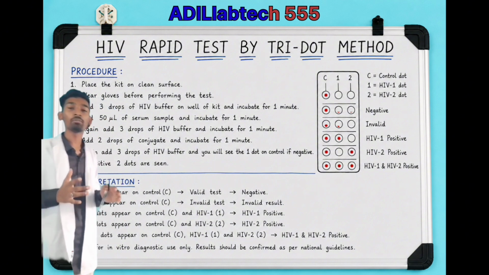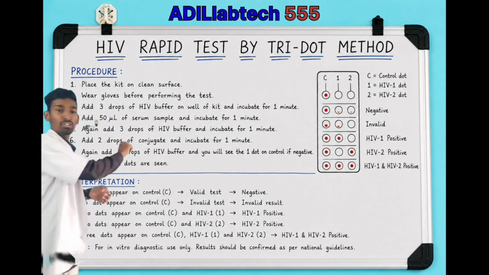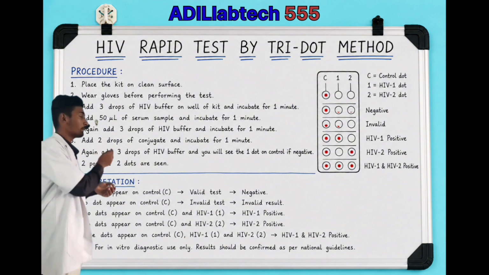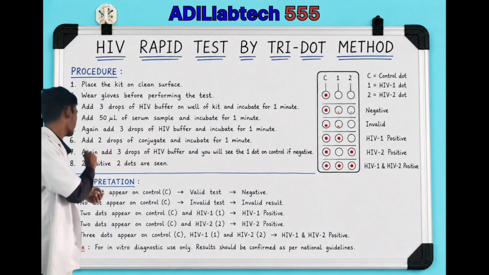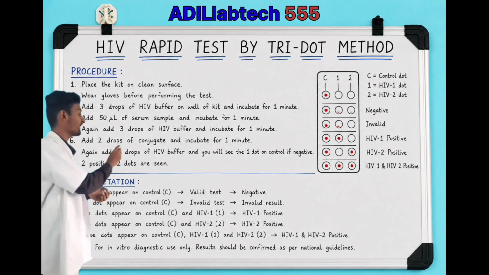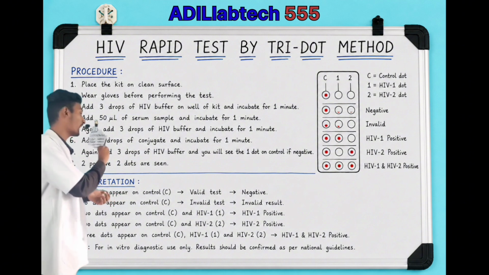Next is interpretation, meaning the results of the test. One dot appearing at the control means a negative test and valid kit. Next, no dot appearing on the kit means an invalid kit. Two dots appear, one at HIV1 and one at control, is known as HIV1 positive. Two dots appear, one at HIV2 and one at control, means positive for HIV2.